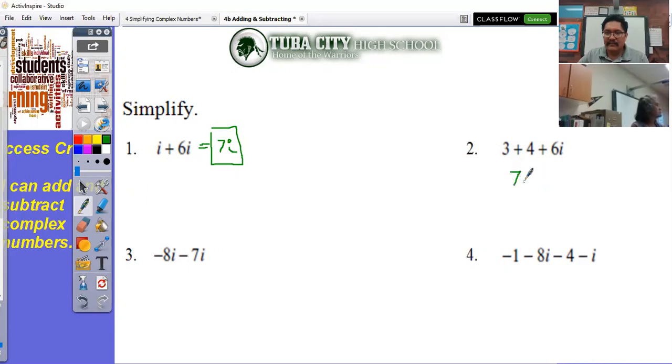So 3 plus 4 is 7. And I also have 6i, which is my only imaginary term, so I have nothing to combine it with. So it just stays the same. There's nothing else I can do with this, so we are done with it. And again, these 2 things are not like terms, so I cannot combine them. It will not become, say, 13i or something like that. They're not the same, so I can't put them together.